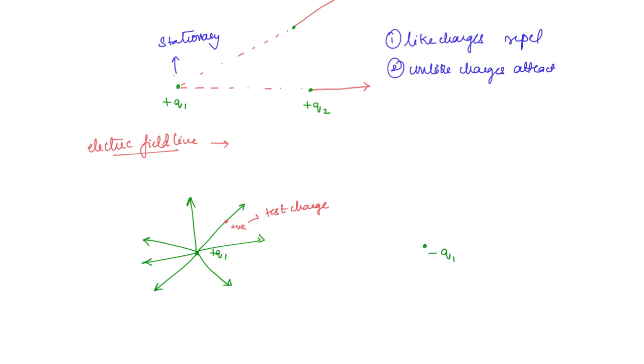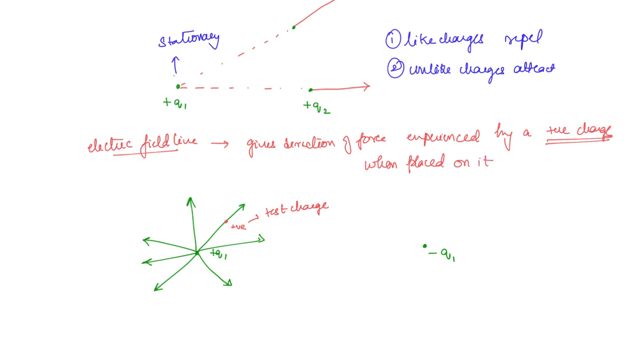This gives the direction of force experienced by a positive charge, not a negative charge, when placed on it. So what will happen if you take a negative charge? The negative charge is going to have an attractive force, so the lines will be pointing radially inward.